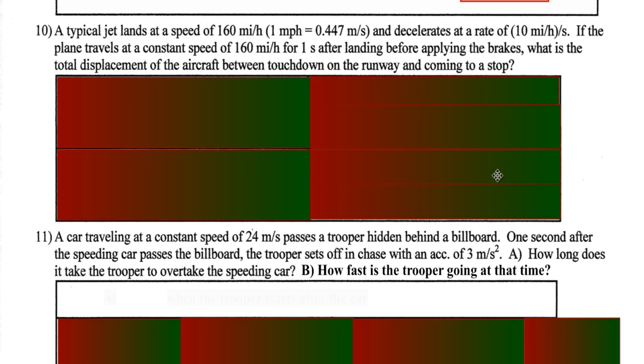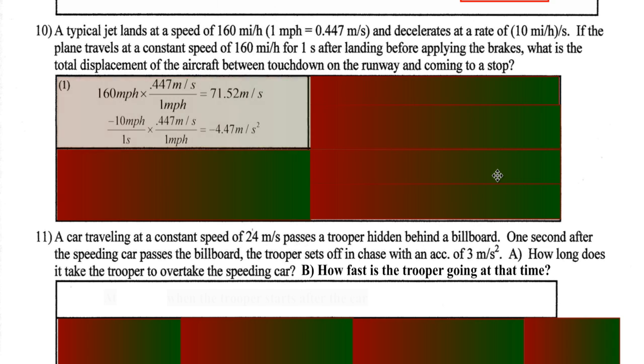So I'm going to convert everything into meters per second, meters per second squared, and seconds. Right, so 160 miles per hour, if 1 mile per hour is 0.447 meters per second, I put the mile per hour on the bottom so that these units will cancel. So 160 times 0.447 is 71.52. So I know that's the velocity that you were traveling at during this 1 second, or that's your initial velocity when you started to accelerate.